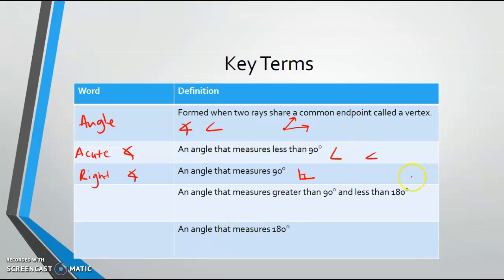An angle that measures greater than 90 but less than 180, that is an obtuse angle. And so that would look maybe something like this. There are multiple ways to draw these angles, but that may be an option. And an angle that measures 180 degrees, that's what we call a straight angle, because technically it forms a straight line. So here's our straight angle, or at least the best I can do on my tablet.